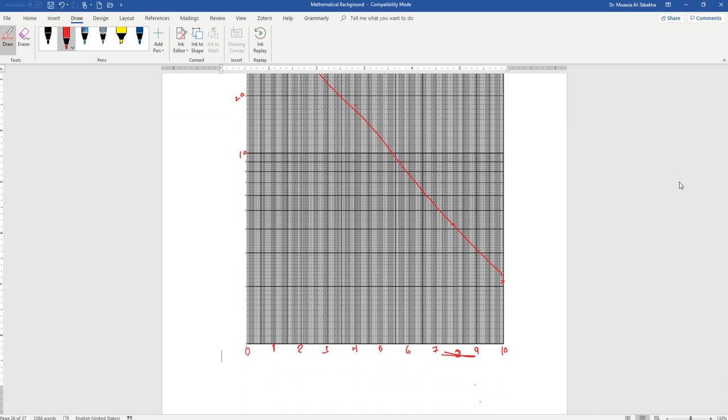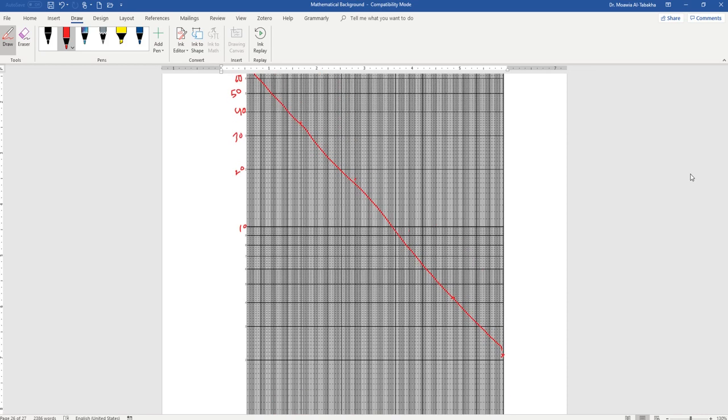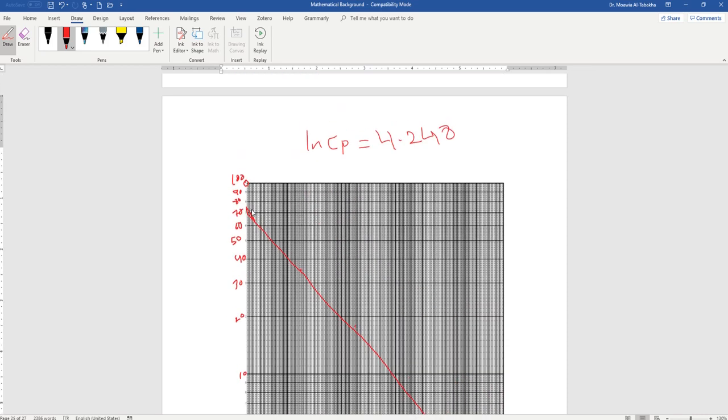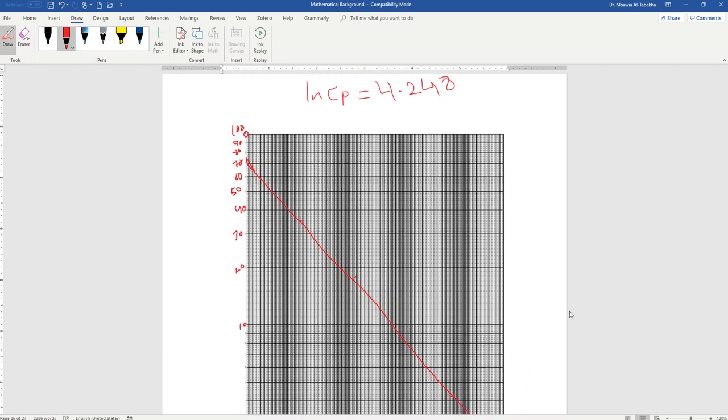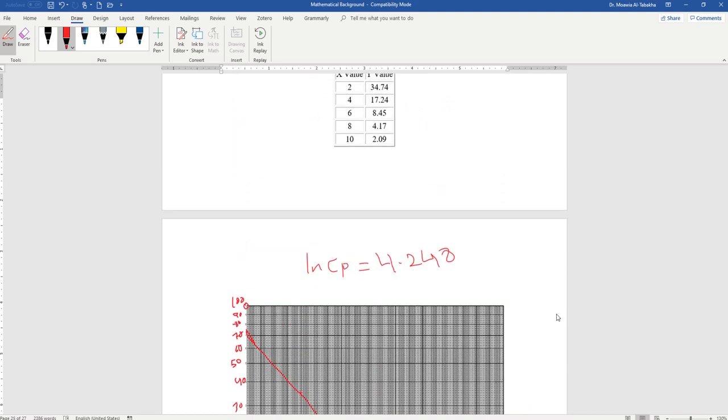Then, the slope. Now the slope will take this one, 0, 0 of course in the x-axis, with the y1, which will be 4.248, and let us take the last one. Suppose this is your last one, which is 2.1, 2.2, 2.3. Here 2.3 is the concentration that we read. So I need to know the slope. The slope will be equal to what?